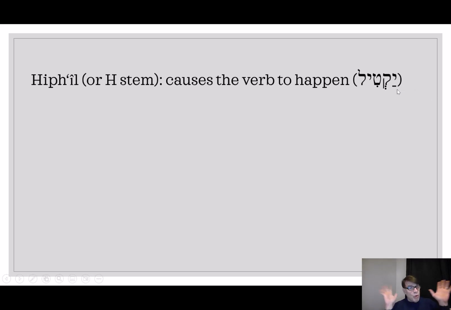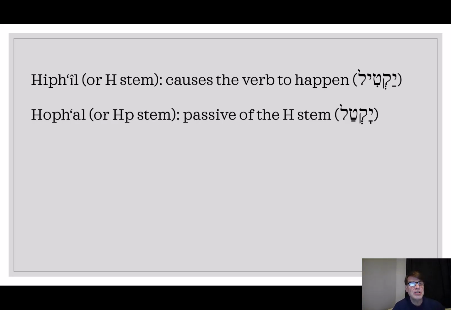And we've seen this before in Jonah chapter 2. We've been beginning to see these, and we will in later videos continue to remind you of these. So don't worry if you think, well, this is a lot to memorize all of a sudden. What are you doing to me? It's okay. We will see these over and over again, and it will become second nature to you. The last stem is the Hophal, which is the H passive. And so you'll notice again, it has all the same vowels as the perfect, except instead of the H on the front, it has a yod on the front.